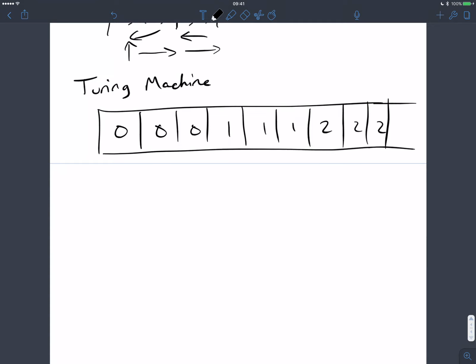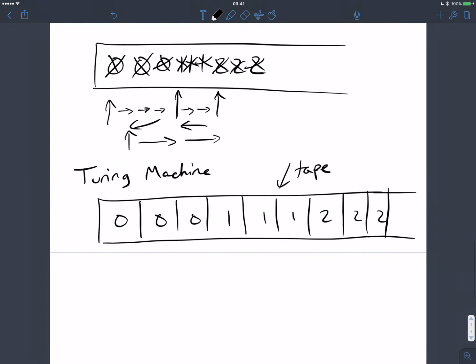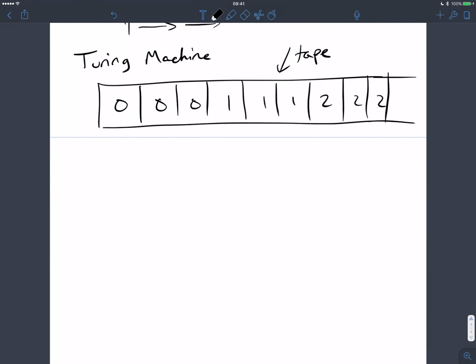So this particular data structure is called a tape, because now you're able to go back and forth across the tape, as well as mark off particular cells with some other value, or any value, really. And when we're looking at a particular cell, we indicate that by an arrow that comes from below, and this thing is called a tape head.